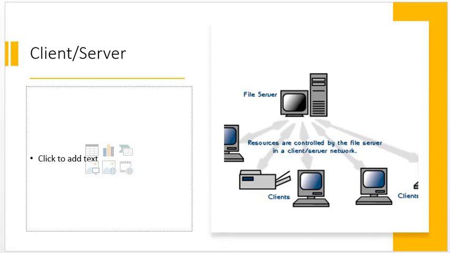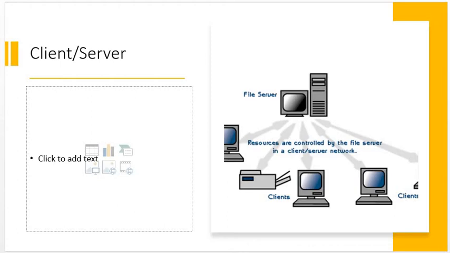However, if one device in the network fails, the network still functions as long as the device that has failed is not the file server, the one that controls the resources of the network. So those are the two basic starting points that I want you to understand and appreciate when you look at networks: peer-to-peer networks and client-server network architectures.